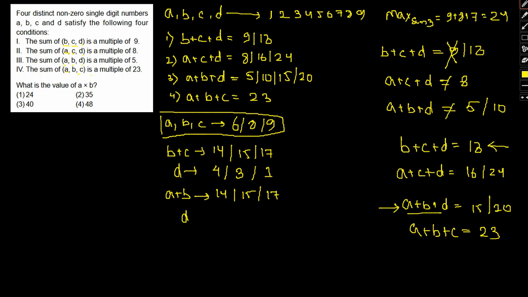So therefore d's value: if a plus b is 14, d can be 1 or 6. If a plus b equals 15, d is 0, so d cannot be 0, or it can be 5. And if a plus b is 17, then d can be 3. Okay, so these are the values of d, and this is what we have over here.